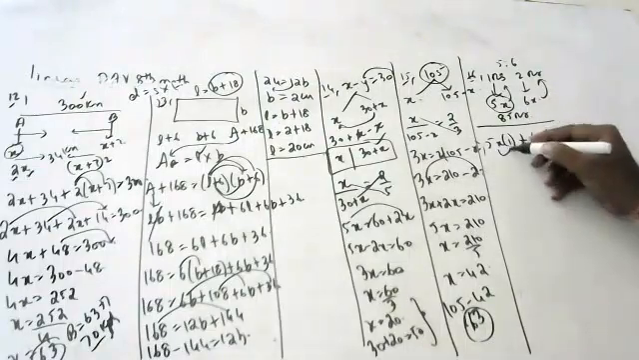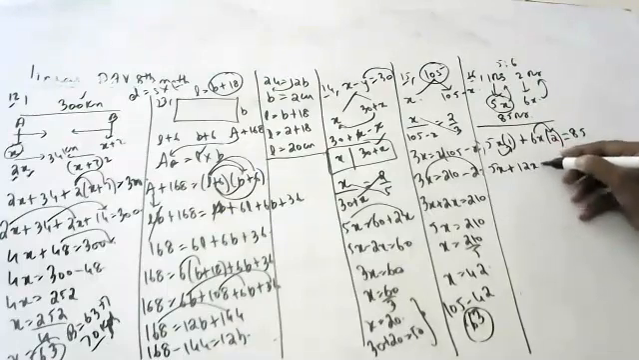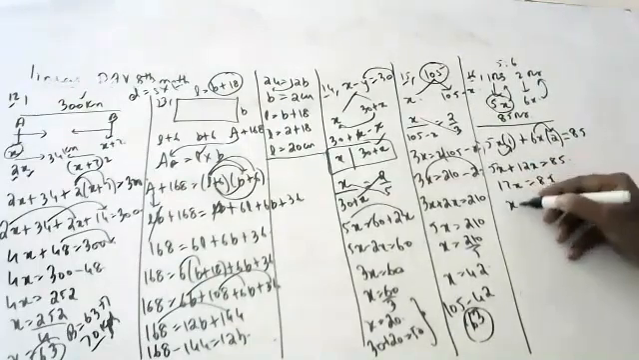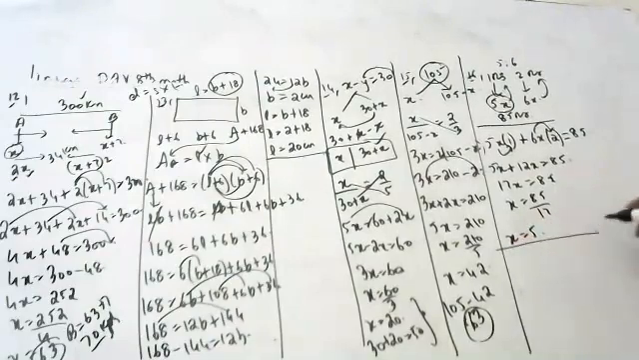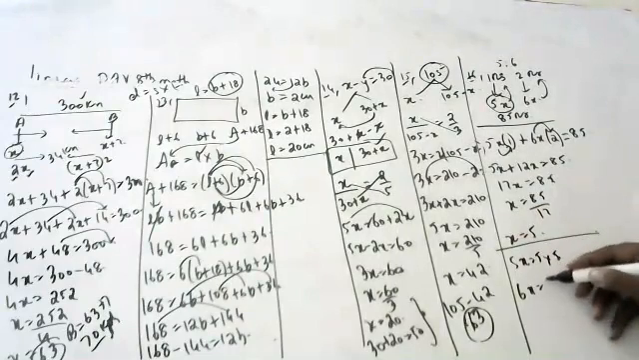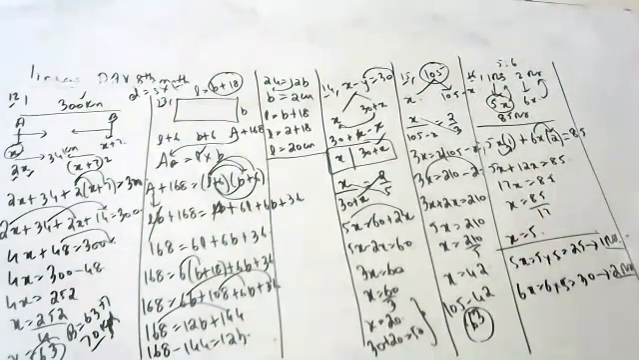Sujit, can you simplify? 5x plus 12x is equal to 85. 17x is equal to 85. x is equal to 85 by 17. x is equal to 5. 5x is 5 into 5, 6x is 6 into 5. 25 and 30. 25 one rupee coins are there, 30 two rupee coins are there. This is how you have to do the sums.